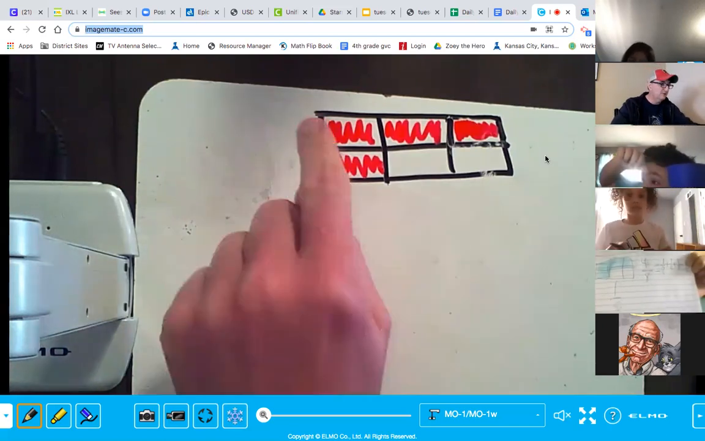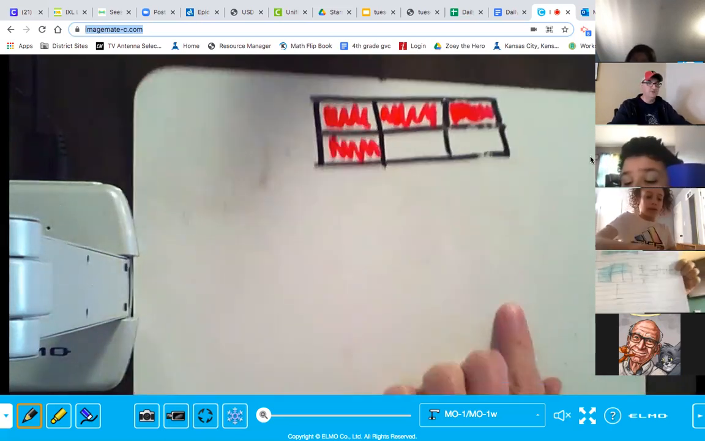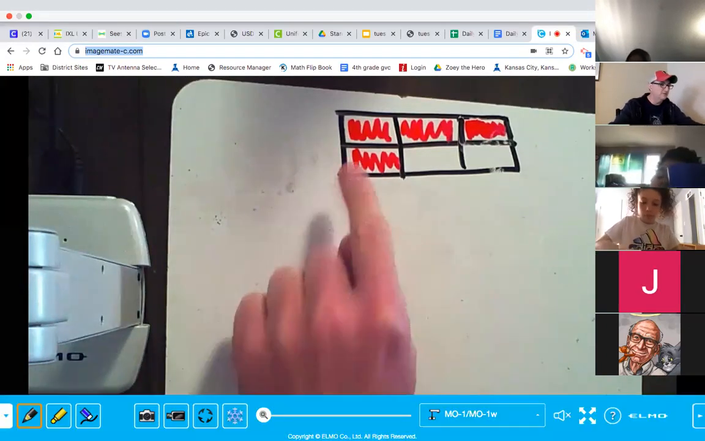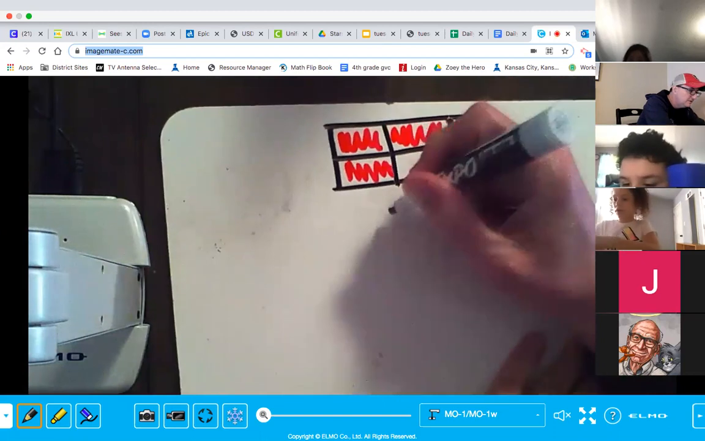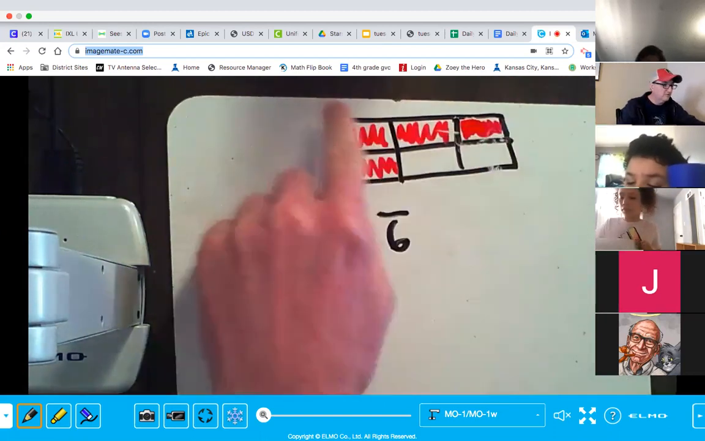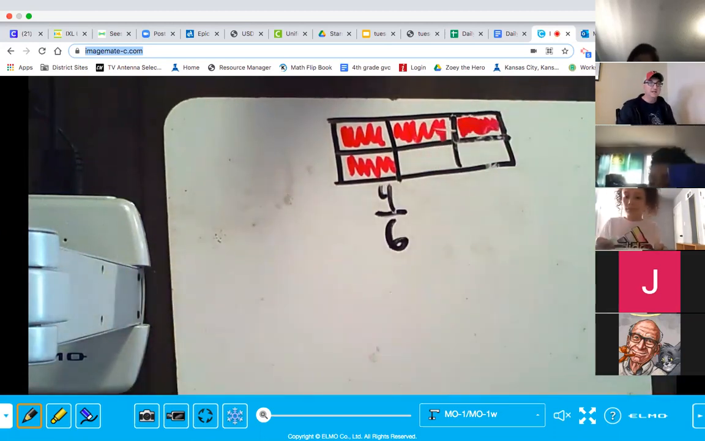How many parts are there? 1, 2, 3, 4 parts. No, 6 parts. Sorry. So there's 6 parts: 1, 2, 3, 4, 5, 6. And so if you're going to show this fraction, there's 6 parts, and 1, 2, 3, 4 of them are colored. That's 4/6.